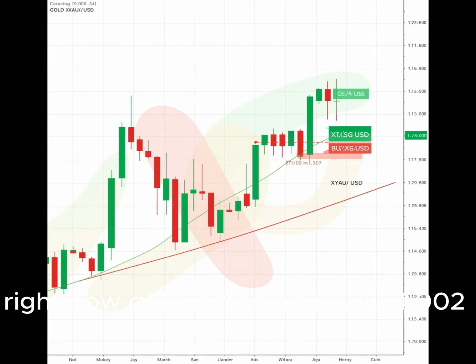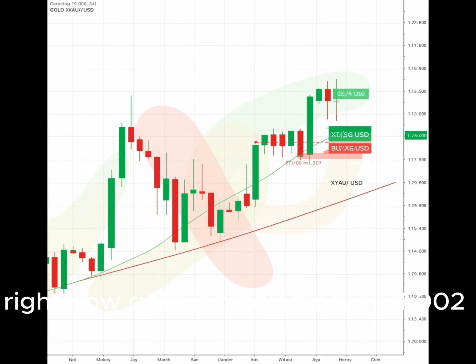4. Fundamental backdrop. Now, fundamentally, gold continues to be influenced by three major factors. The US dollar strength. Any pullback in the dollar index could support gold prices. U.S. interest rate expectations. With the Federal Reserve maintaining a cautious tone, traders are watching every signal for dovish commentary. Geopolitical uncertainty and Middle East tensions. These keep gold attractive as a safe haven asset.